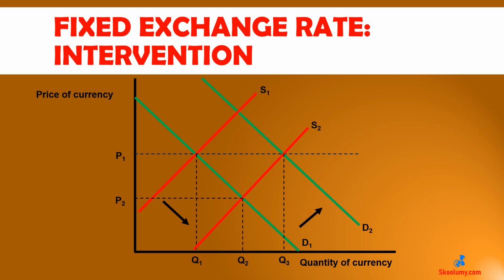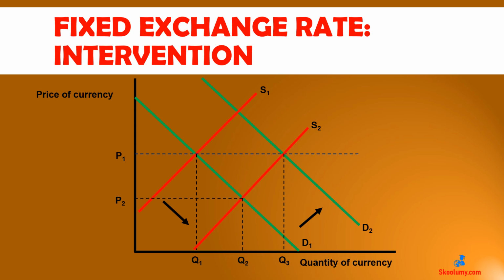Government intervention in a fixed exchange rate system. Assuming the exchange rate is pegged at P1, a rise in importation will increase the supply of domestic currency as people sell it to obtain foreign currency to pay for imports. Therefore, the supply of domestic currency increases from S1 to S2, causing the exchange rate to fall from P1 to P2.